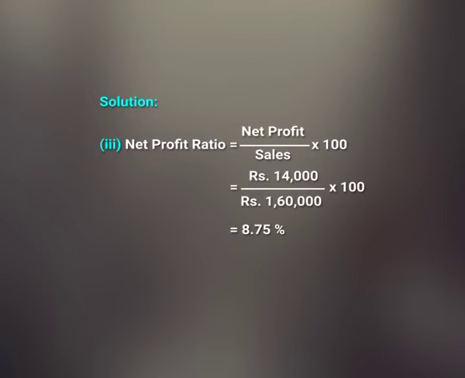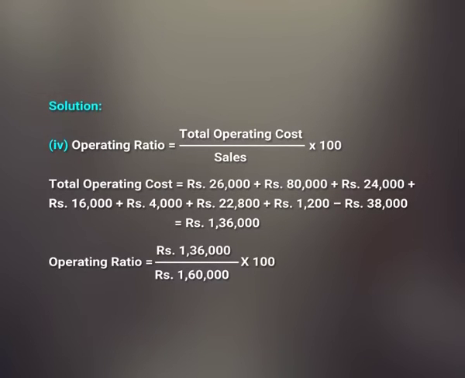The third one we have to calculate is the net profit ratio. We know net profit ratio is equal to net profit upon sales multiplied by 100, which is equal to rupees 14,000 divided by 1,60,000 multiplied by 100, which is equal to 8.75%. The fourth type of ratio that we are to calculate is the operating ratio.